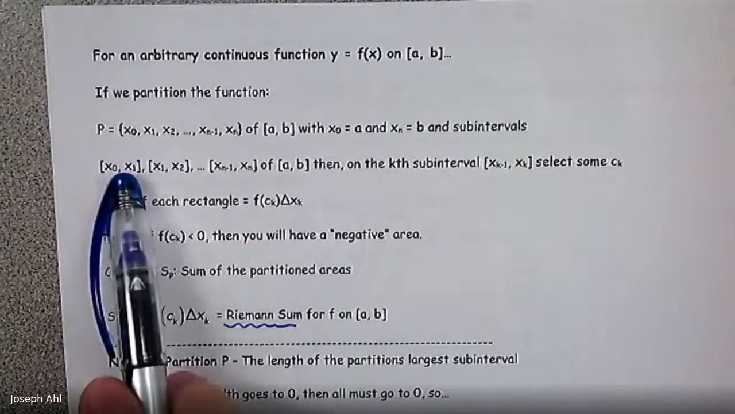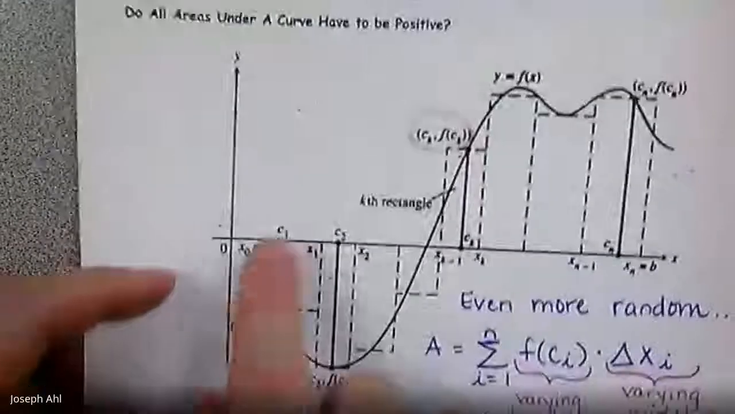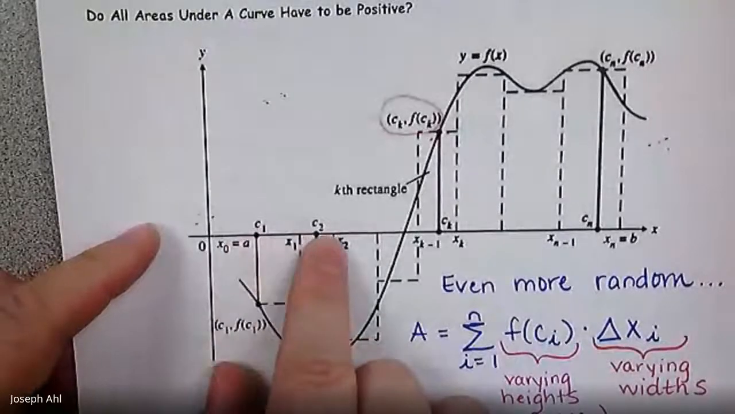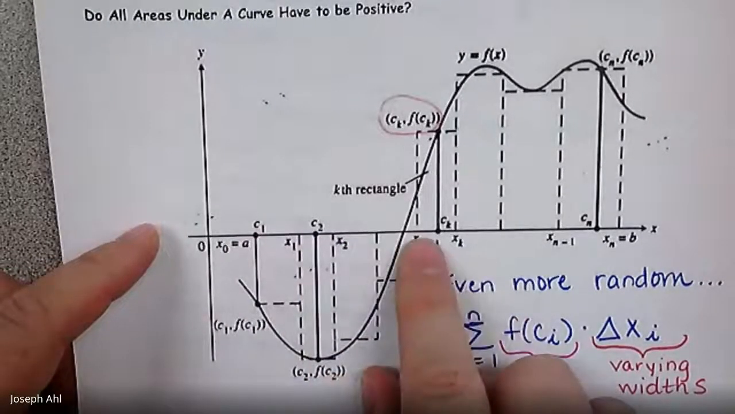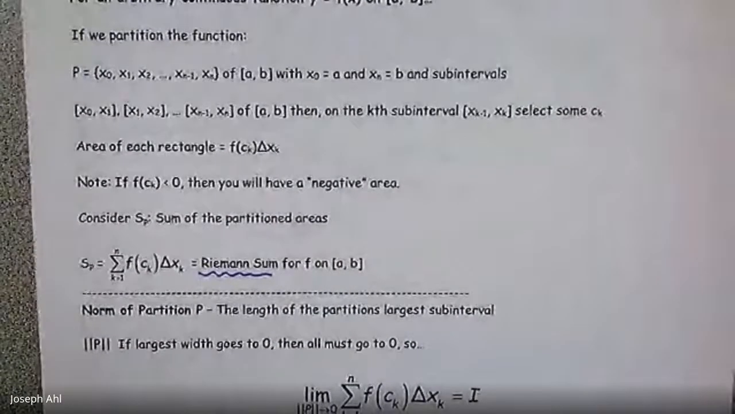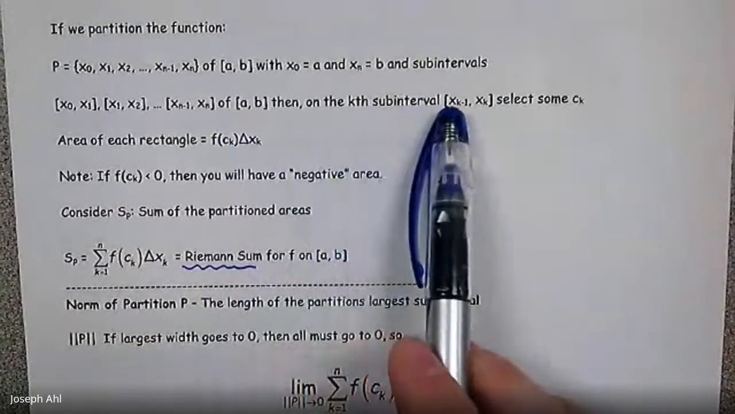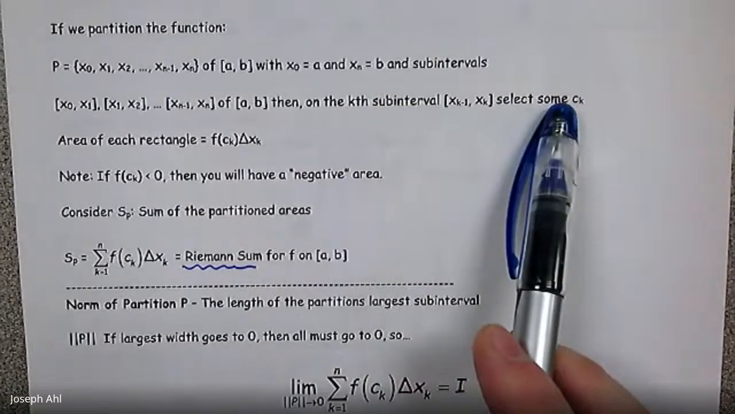And then we're going to have these different intervals, x sub 0 to x sub 1. You can see that in the picture. So we have the interval here, x sub 1 to x sub 2. Eventually we're going to have x sub k minus 1 to x sub k, x sub n minus 1 to x sub n. So we get all our subintervals, and then on the kth subinterval, we select some c sub k.